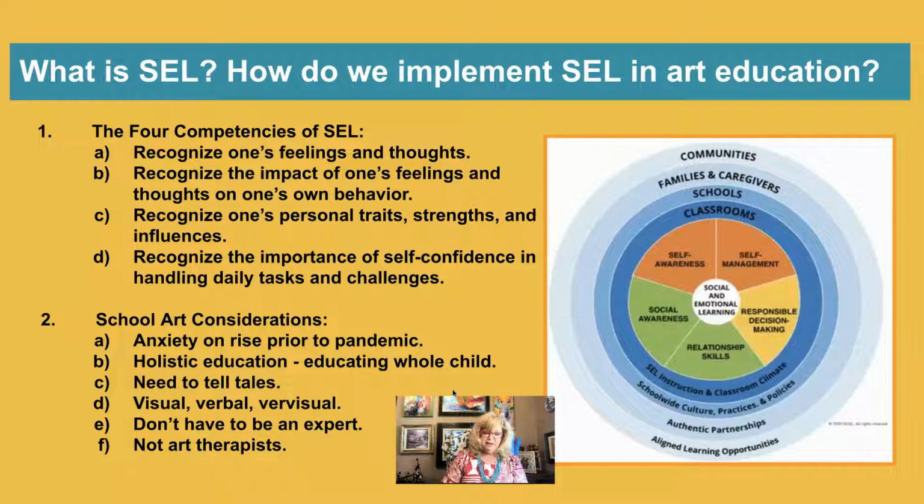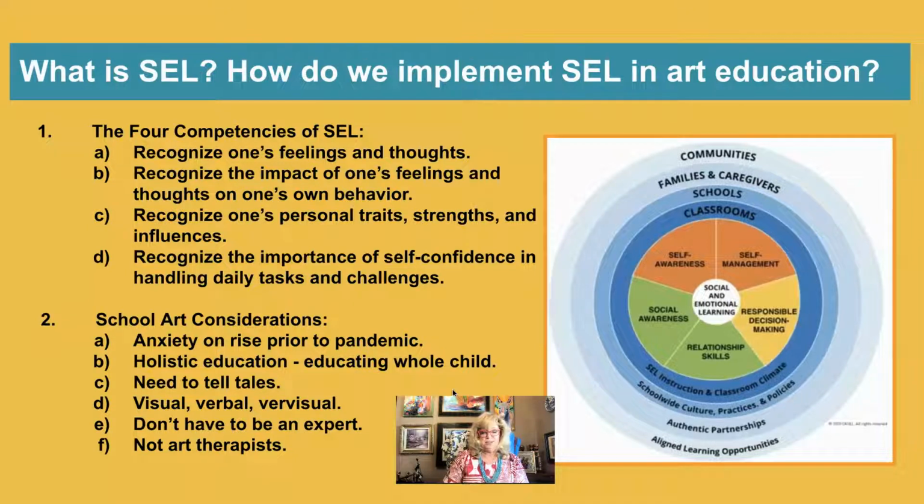Social awareness is the second one. This is the ability to understand the perspectives of and empathize with others, including those from diverse backgrounds, cultures, and contexts. Responsible decision-making. This is the ability to create caring and constructive choices about personal behavior and social interactions across diverse situations.